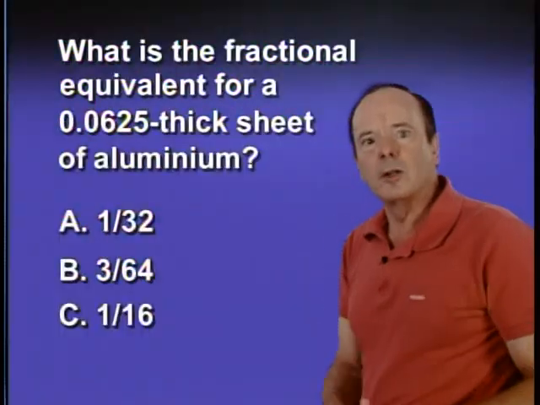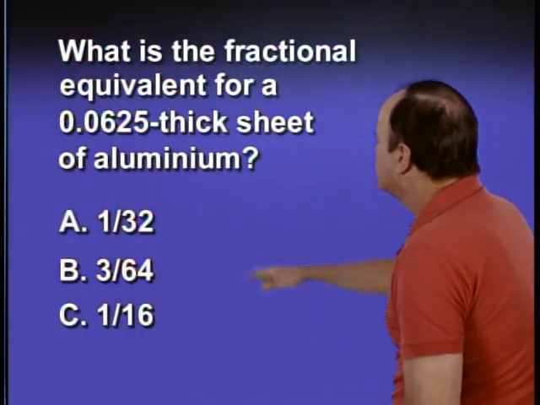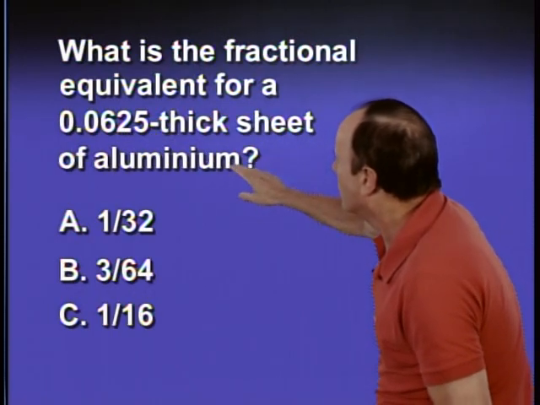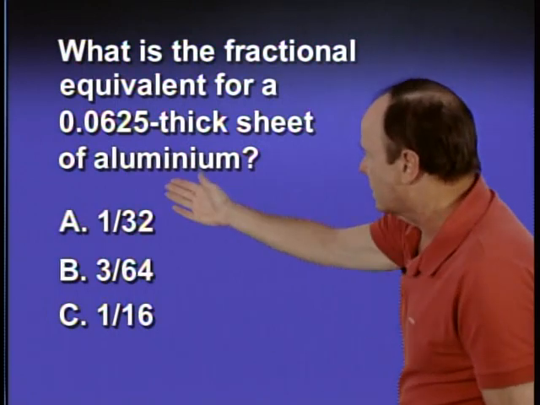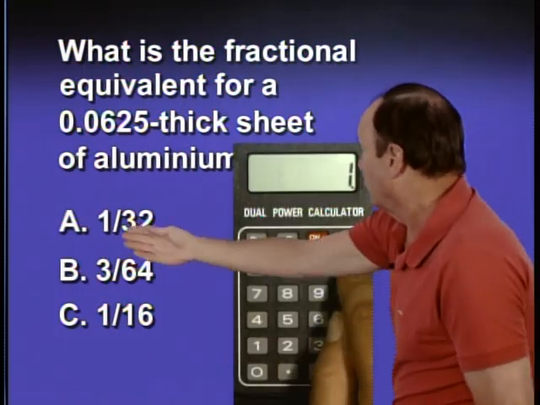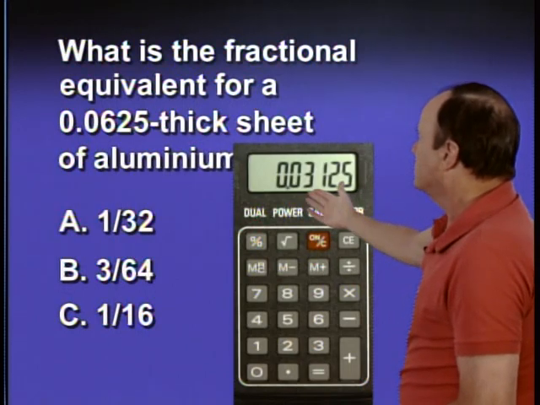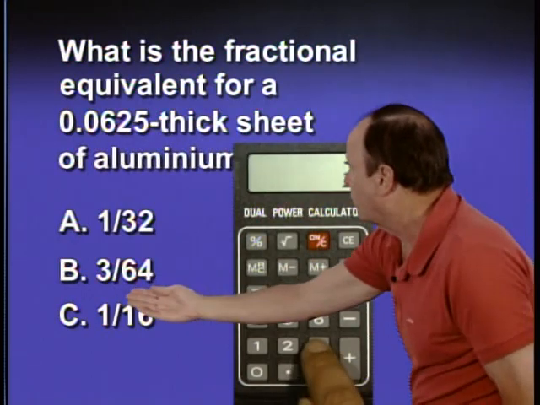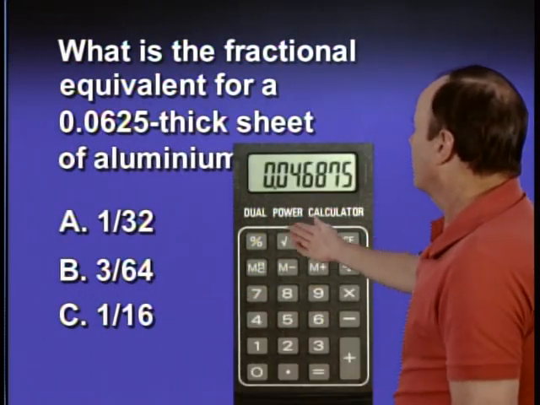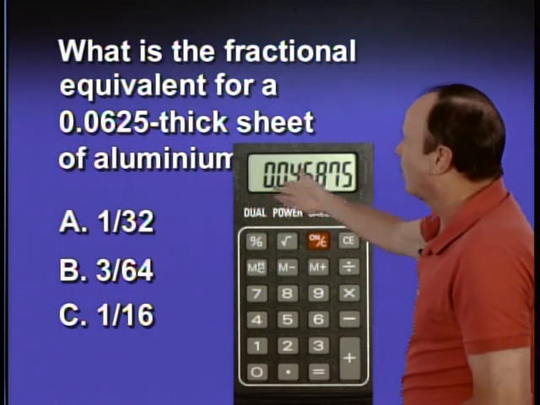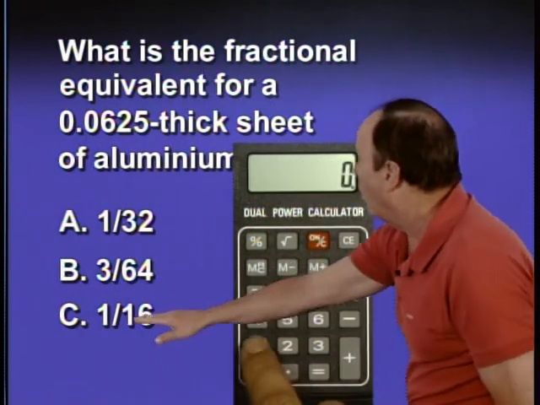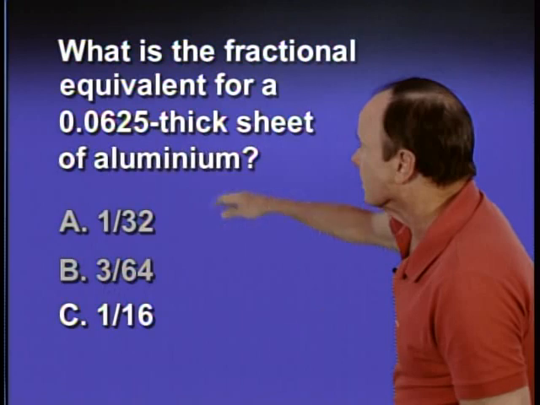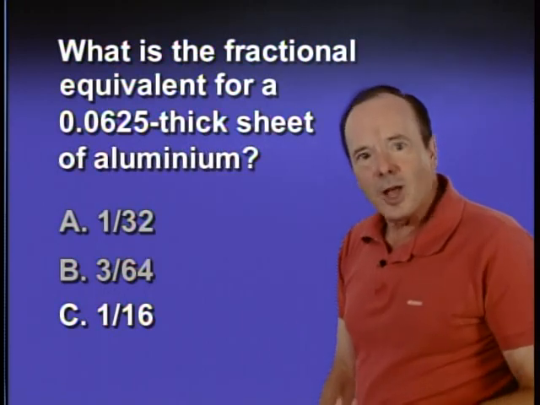Let's do another one. We'll make it a little bit more complicated on this one. It says, what is the fractional equivalent for a 0.0625 thick sheet of aluminum? Well, once again, all we have to do is do what it says to do. So let's use the calculator, and we'll do 1 divided by 32, and we get 0.03125. That's not a correct answer. We're looking for 0.0625. Now we'll do 3 divided by 64, and son of a gun, we get 0.046875. Well, that's not it. I'm going to bet the last one is. 1 divided by 16, and you get 0.0625, and that is the correct answer. So once again, just do what the fractions tell you to do with your calculator.